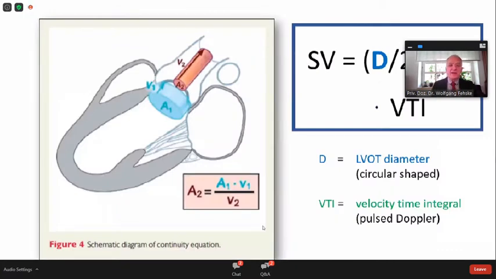So let's talk again about this continuity quotient. Everybody knows this: the stroke volume is the area times the velocity time integral. What is the area? The area is half of the diameter squared times pi, and then the velocity time integral. These two parameters have to be discussed and analyzed as to whether they can be used in this specific patient.